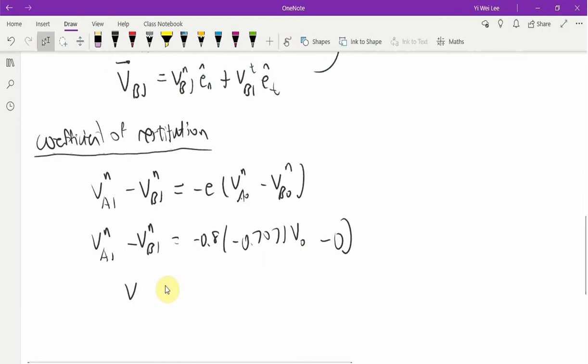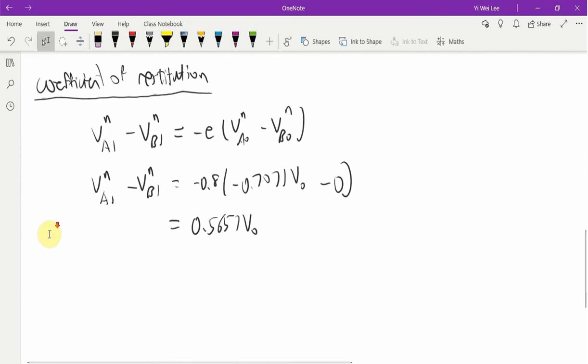We successfully say that V, so we can simplify this by multiplying the 0.8 inside. After you multiply the 0.8 inside, 0.71 times 0.8 is 0.5656, 0.5657. So 1.7 V naught. Here we go. Now, this is the first equation we have, the first equation that we solved using the coefficient of restitution.